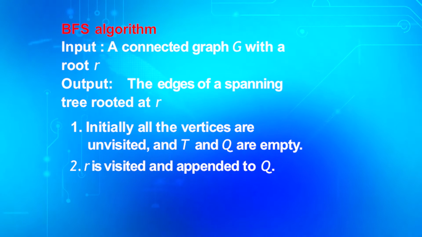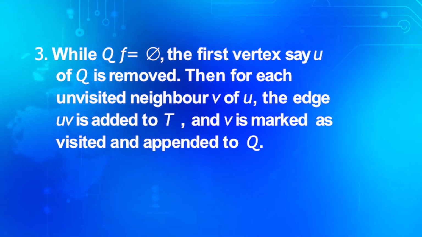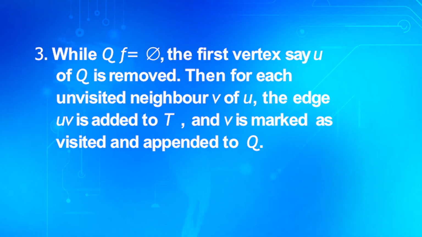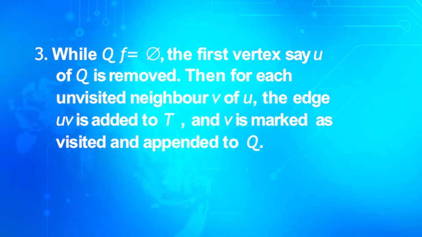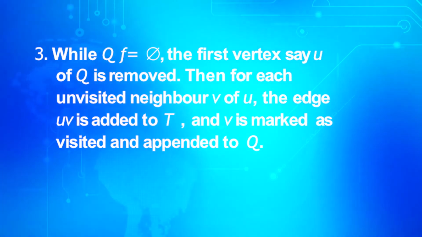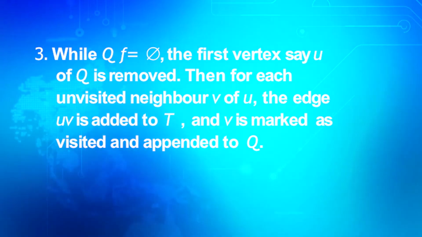Now, the main steps start from here. While Q is non-empty, the first vertex, say U, of Q is removed, and then for each unvisited neighbor V of U, the edge UV is added to T and V is marked as visited and appended to Q. So, this is the main iteration which keeps on continuing as long as Q is non-empty.